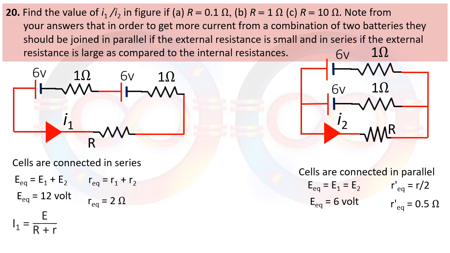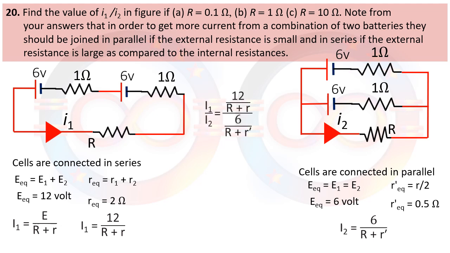Now here in the first diagram, if we want to calculate the current, it is E upon total resistance, that is capital R plus small r. Here I1 is equal to 12 upon capital R plus R, and then here I2 is equal to 6 upon capital R plus R dash. Now we are going to get the ratio, that is I1 upon I2. So 12 upon 6, it is 2, and then R plus R dash upon R plus R.